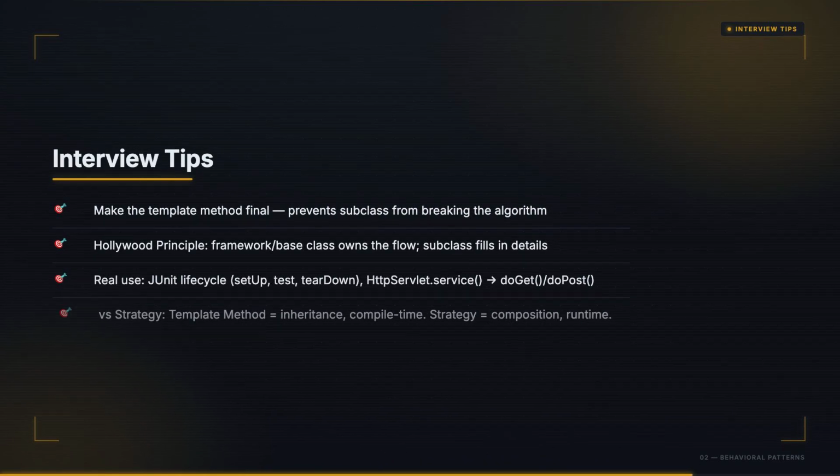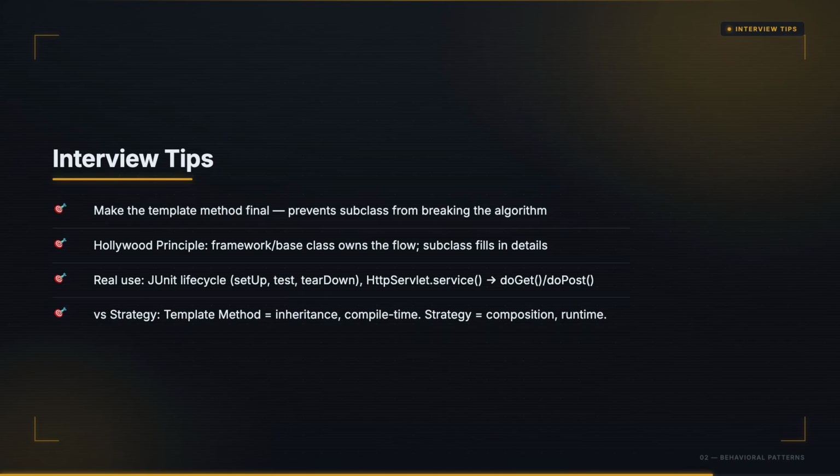The trade-off to name: template method locks the algorithm structure in the base class, powerful for consistency, rigid when the skeleton itself needs to change. In modern Java, strategy with functional interfaces is usually more flexible, but template method is everywhere in frameworks, so recognizing it when you see it is part of the job.